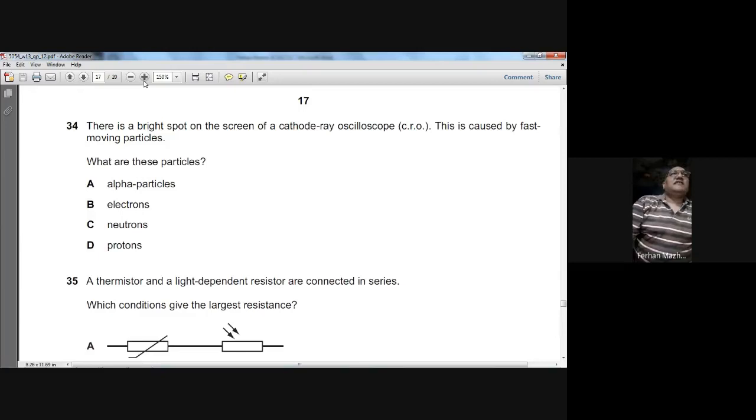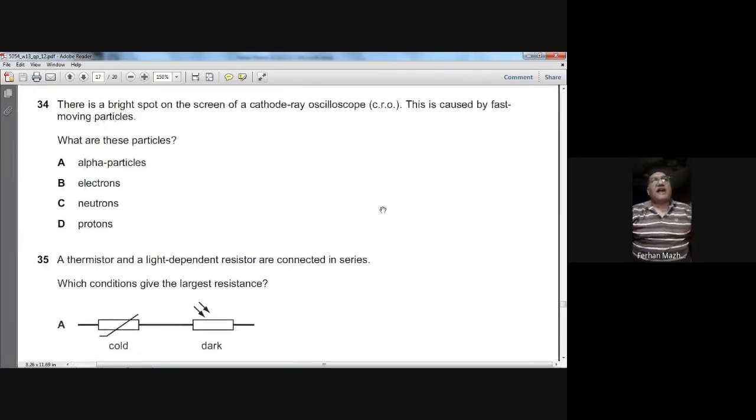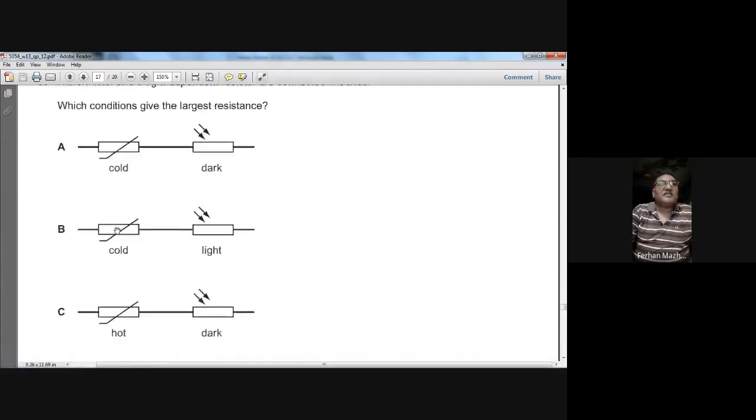It says that there is a bright spot on the screen of a cathode ray oscilloscope. This is caused by fast-moving particles. What are those? These in the CRO, the particles which are emitted by the hot filament, they are electrons. So for 34, B is the option.